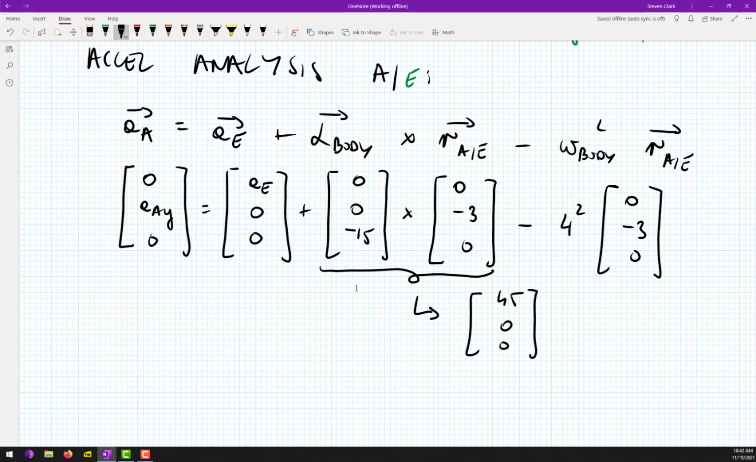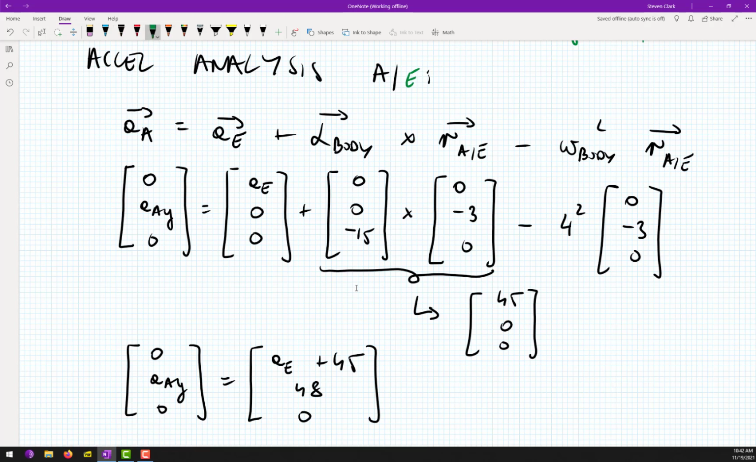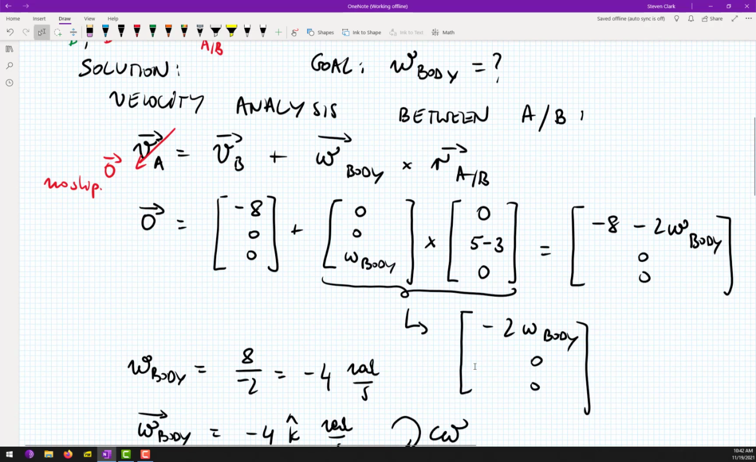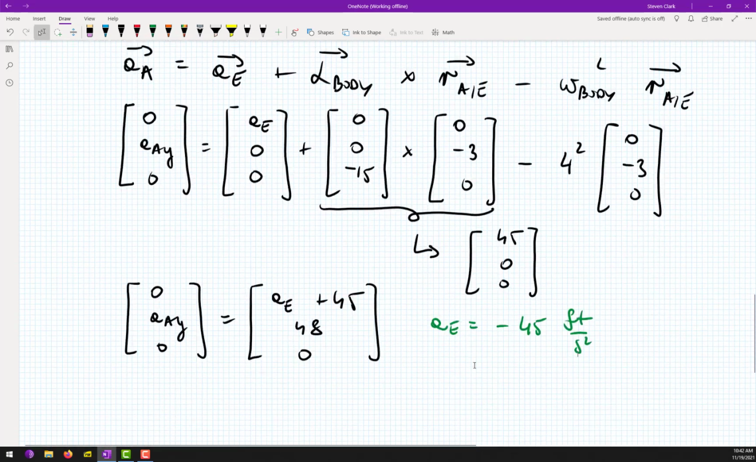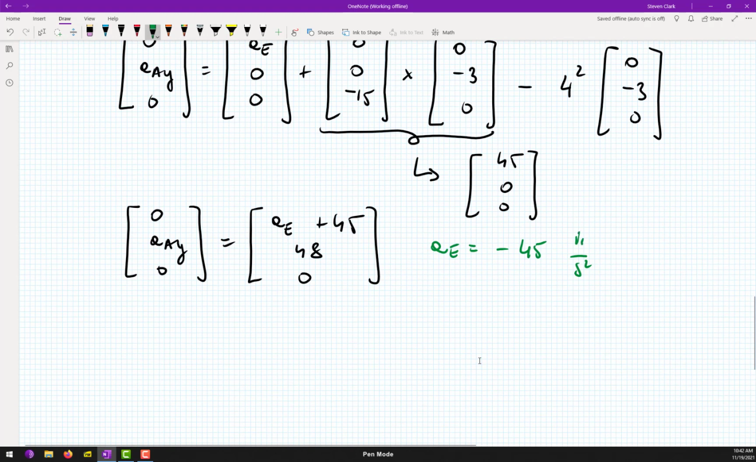Okay. And if you do everything, you will end up with 45, 0, 0 here, and we will end up with such expression: 0, a_Ay, 0, and this is equal to a_E plus 45, 48 in here, and 0. So triumphantly, we know what is a_E. It is exactly minus 45 inches per second squared. Is it inches? Inches, yeah, sorry guys. And a_Ay is equal to 48 inches per second squared.